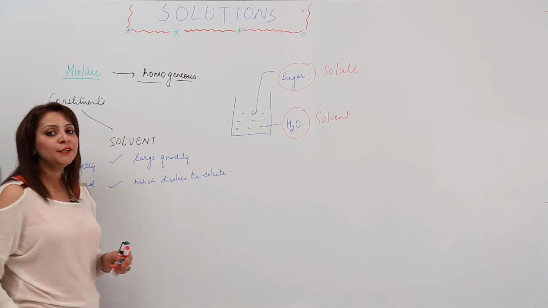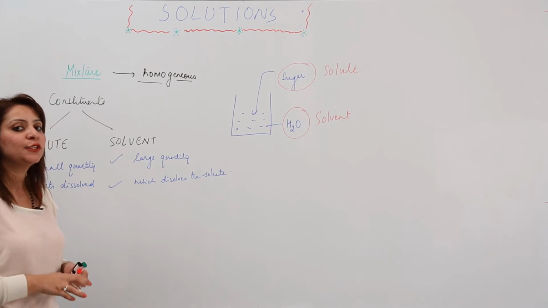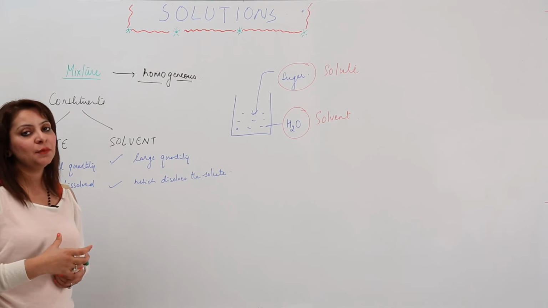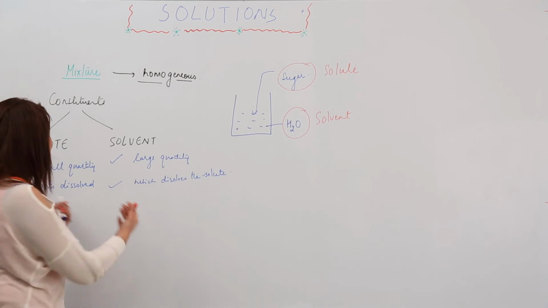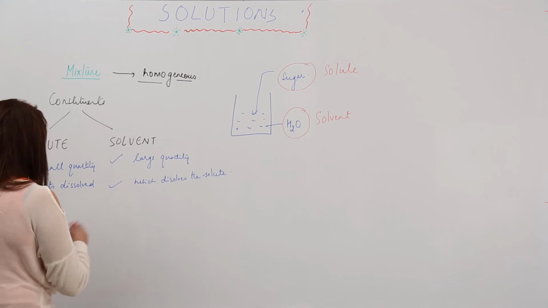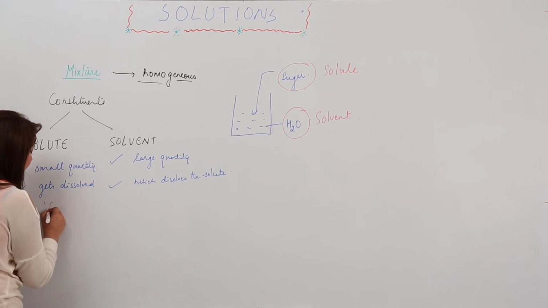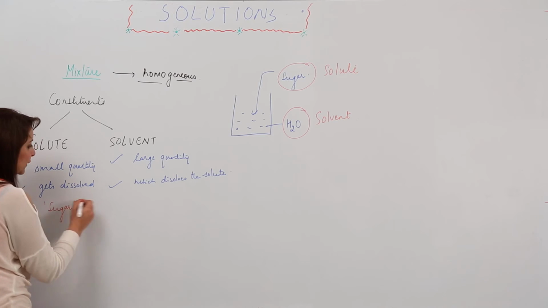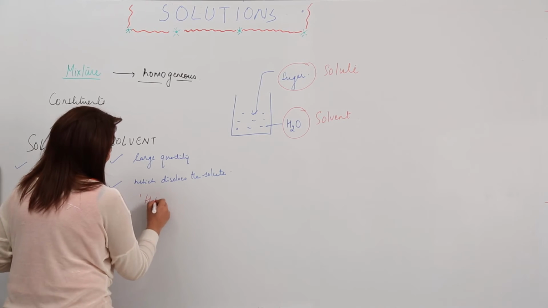So the one which has the ability to dissolve the substance is regarded as the solvent, and the substance which has the ability to get dissolved is called the solute. So that means in this case we have sugar as the solute and water as the solvent.